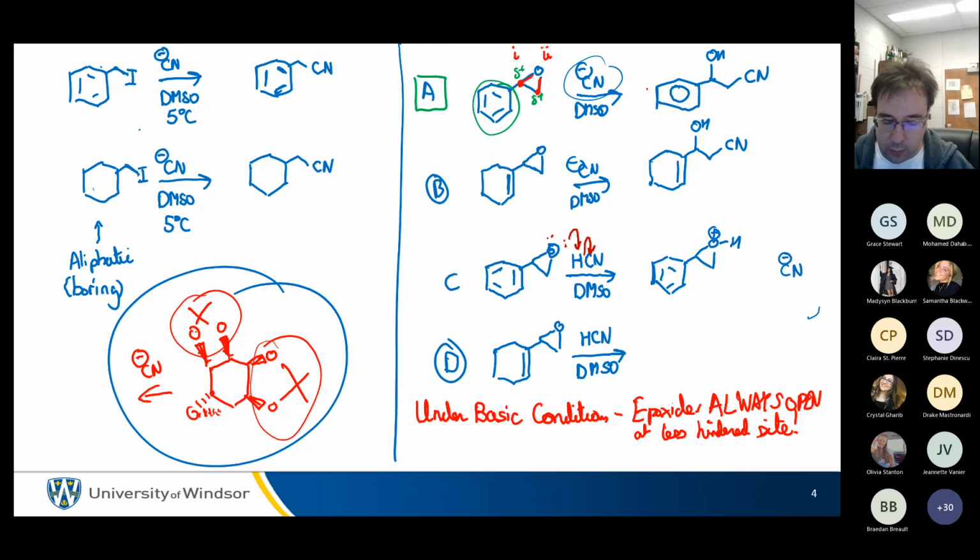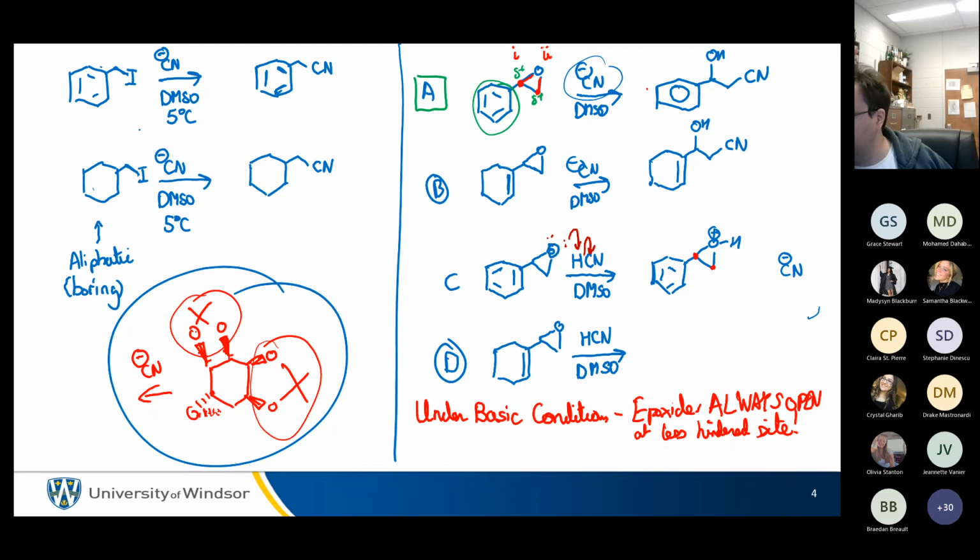Now, what do we think? I or II and why? Remember, cyanide's a strong nucleophile. It's a weak base. So these are very weakly basic conditions. This isn't strongly basic conditions. These are weakly basic conditions, but even though cyanide's a strong nucleophile.